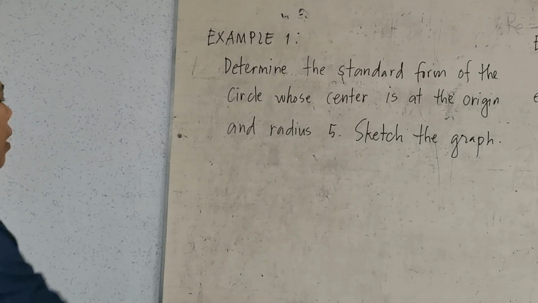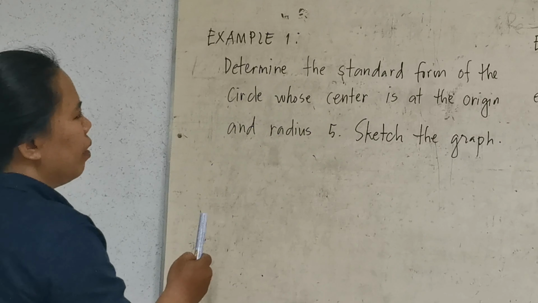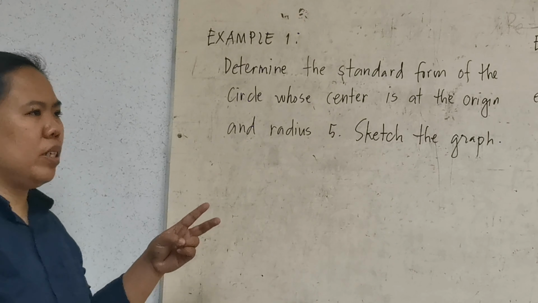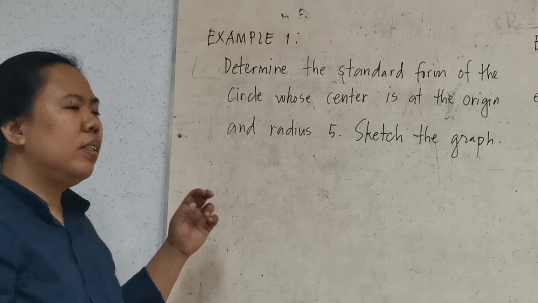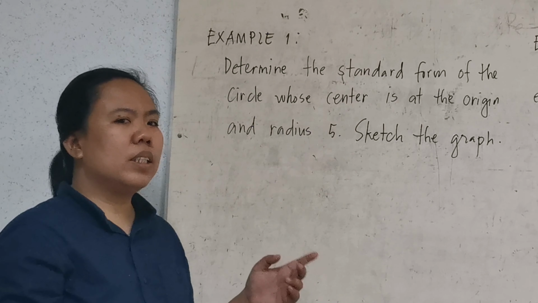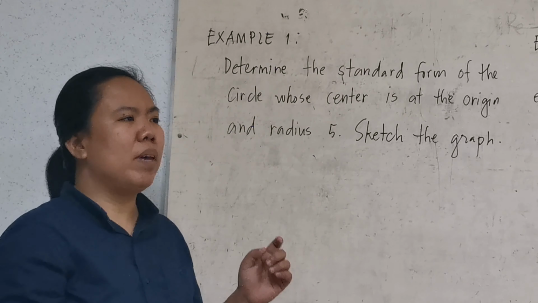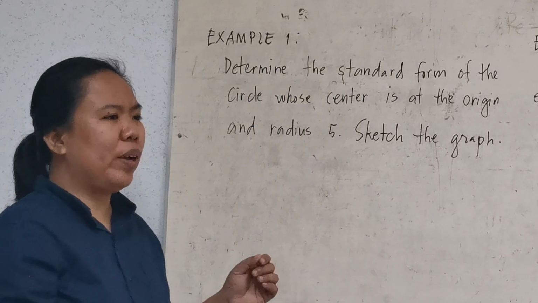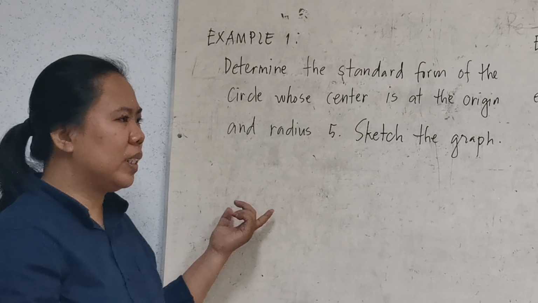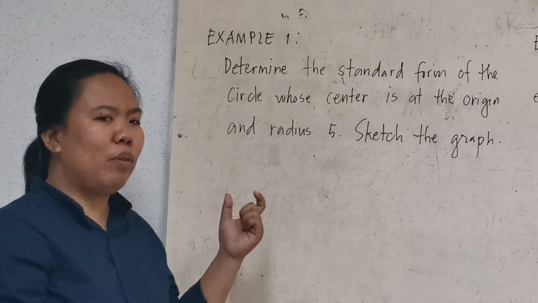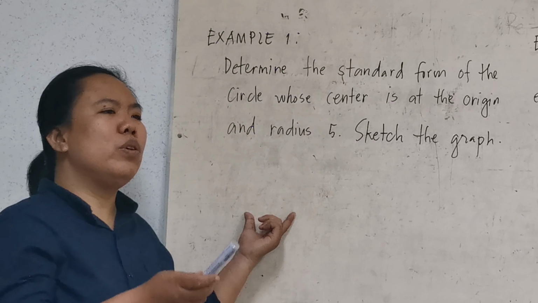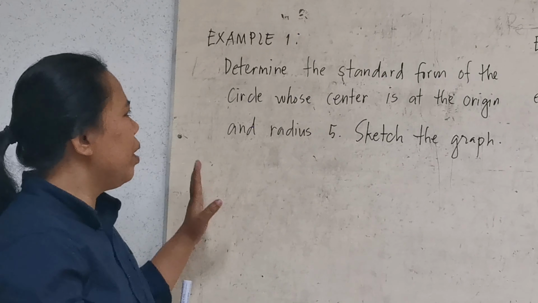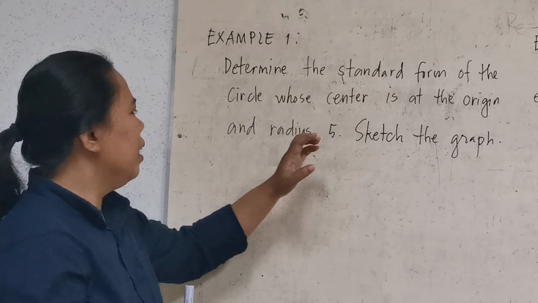So first, identify the given. We have the center at the origin. From the two equations, we have r squared is equal to x minus h squared plus y minus k squared, and then the other one is x squared plus y squared is equal to r squared. From the two given equations, we can say that we can use the second equation of the circle since we have a center that is at the origin.